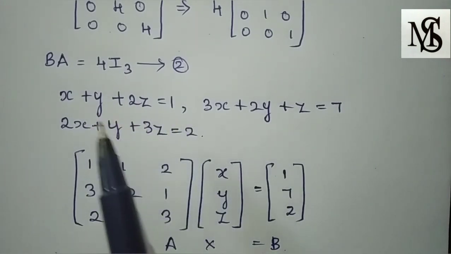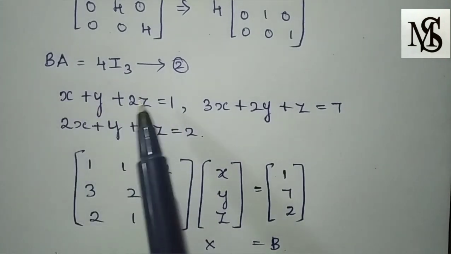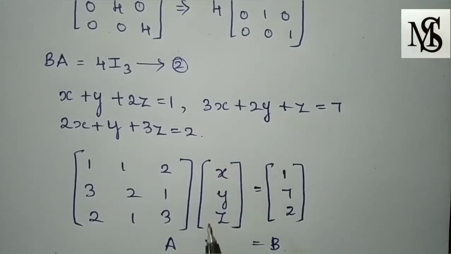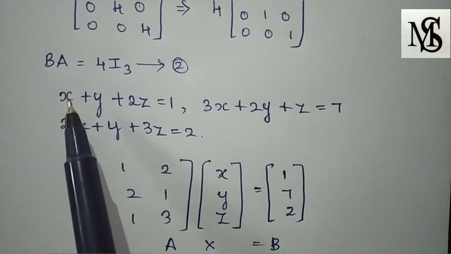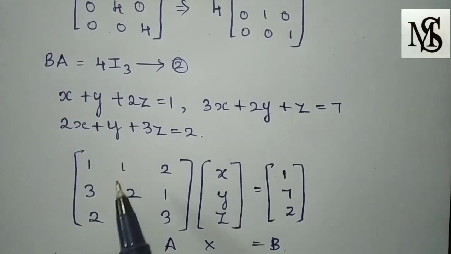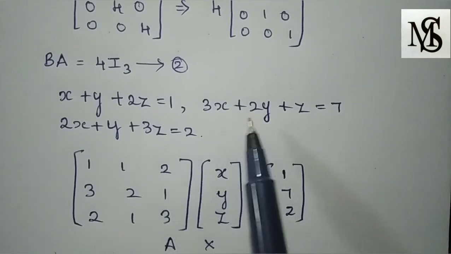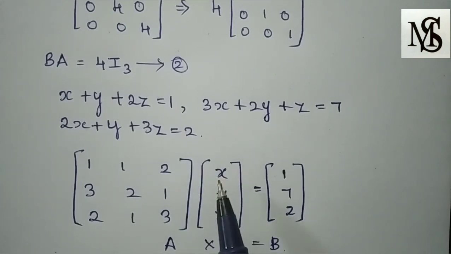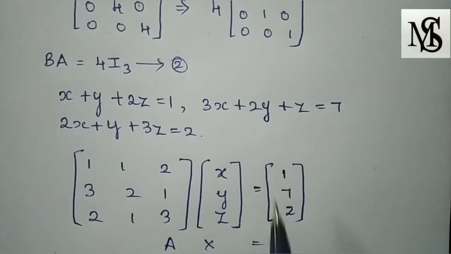By solving this, we write the coefficients of X, Y, Z as one matrix, and it is multiplied with the variable matrix XYZ, which is equal to the product side. The coefficient of X is 1, the coefficient of Y is 1, the coefficient of Z is 2. So in every equation we write the coefficient values and make a matrix. It is multiplied with the variable matrix XYZ, which is equal to the right-hand side 1, 7 and 2. We are taking it as another matrix. This is the A matrix, this is the X matrix, which is equal to the B matrix. And we should find the value of XYZ, this X matrix.